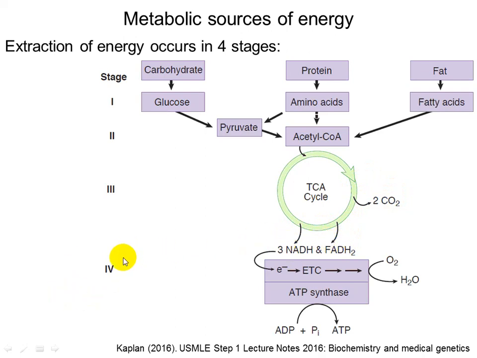In stage 4, these high-energy compounds are further oxidized, and the energy is used to convert ADP to ATP through electron transport chain and oxidative phosphorylation. Today, we will focus on citric acid cycle or TCA cycle.